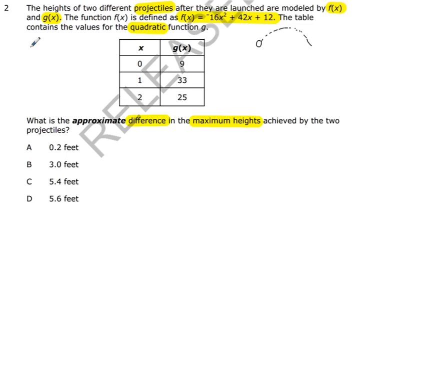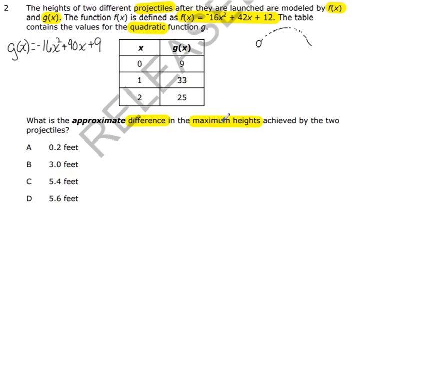All right, so g of x equals, the A value was -16, so it's -16x squared. The B value is 40, so it's plus 40x. And the C value is 9, so it's plus 9. Now we have to find the maximum heights for each equation, that way we can find the difference in the two.